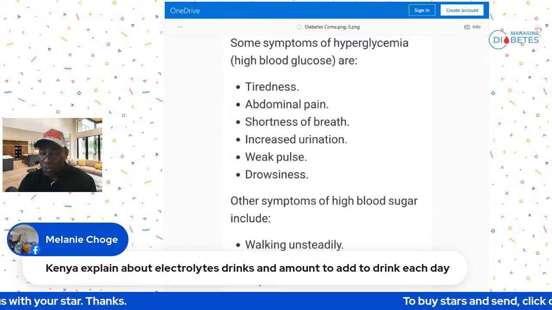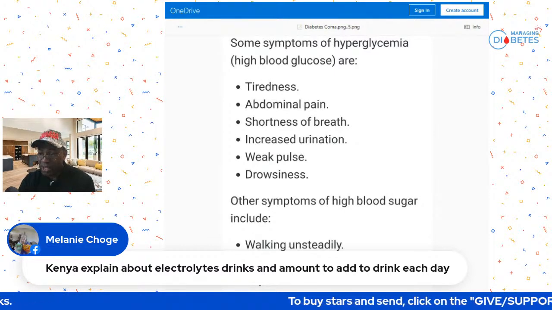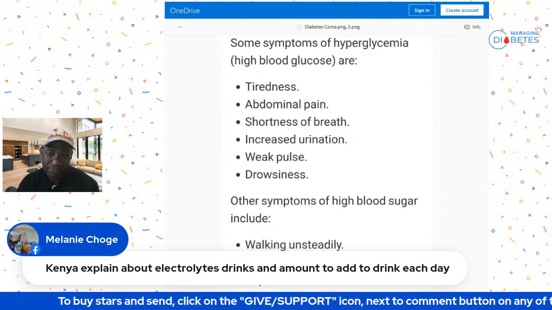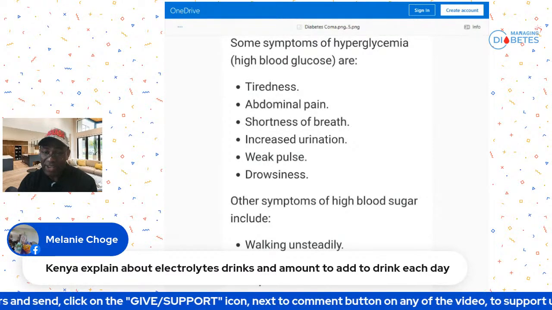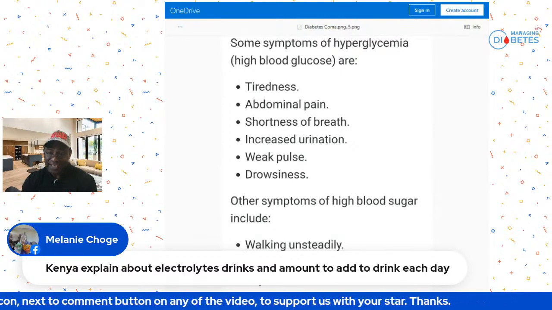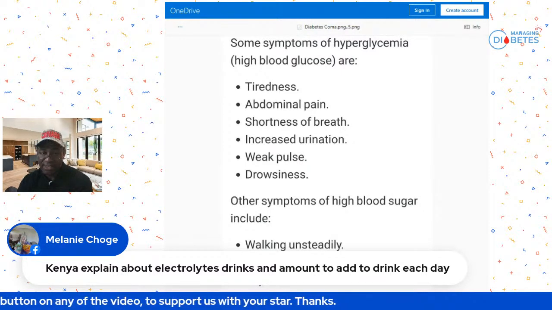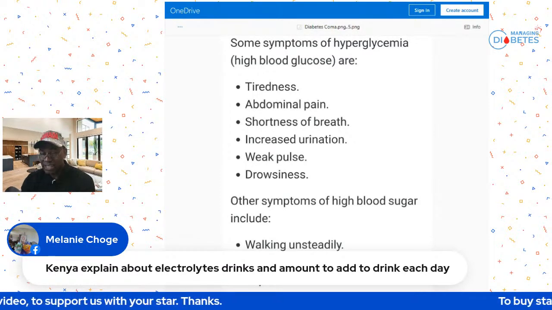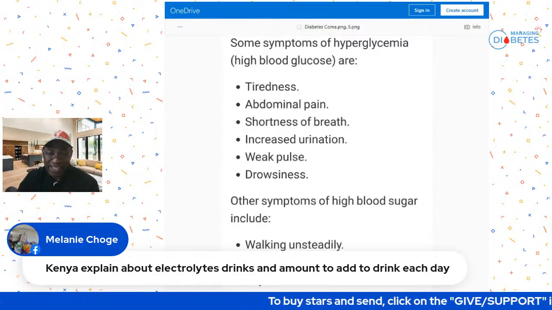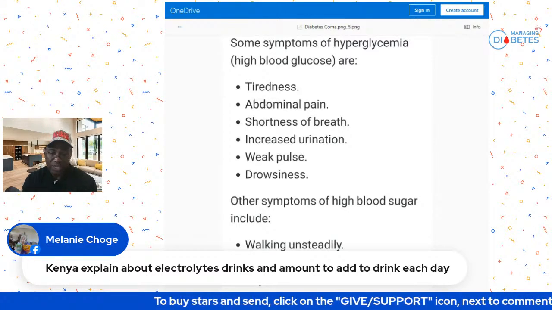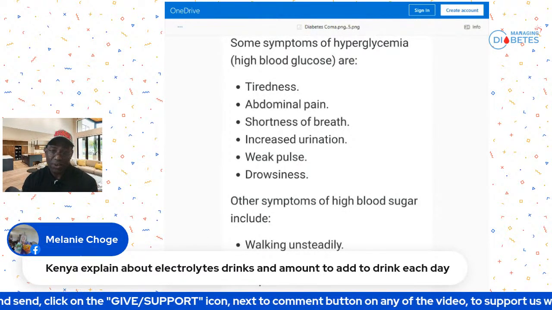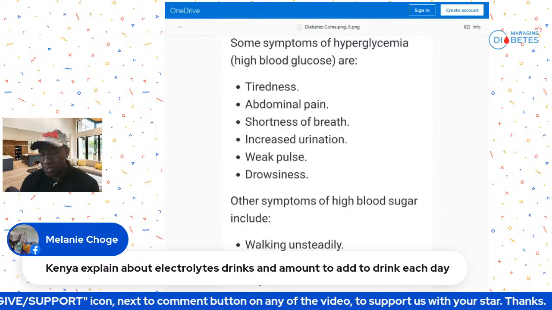But one thing you have to be aware of, Melanie, most of these popular electrolyte drinks have a lot of added sugar in them that might spike your sugar level. So in essence, I would advise you, if you're a diabetic or a caregiver, to stay away from electrolyte drinks because the artificial sweeteners in them are not organic and they are loaded with added sugar. That may for sure spike your sugar level.